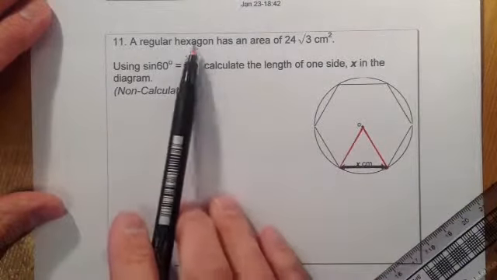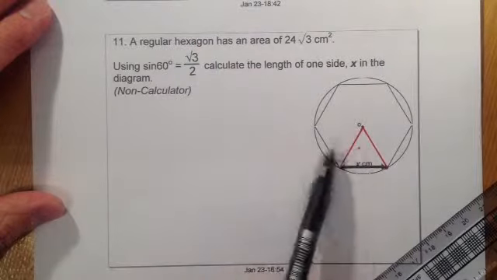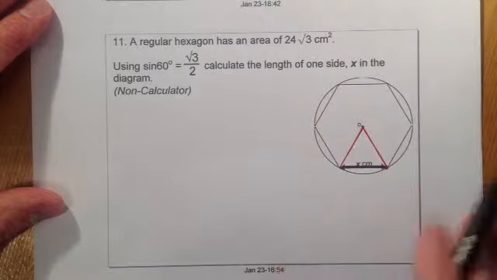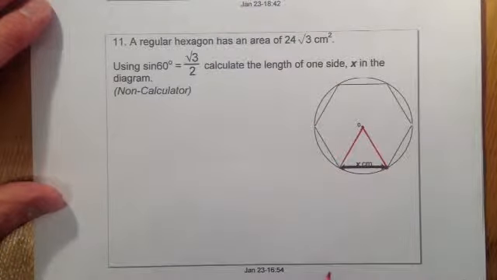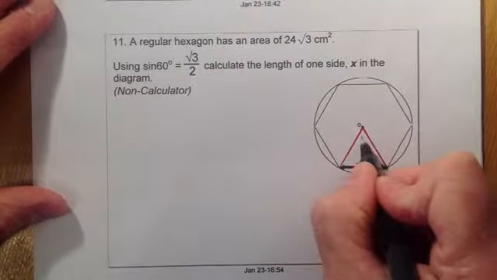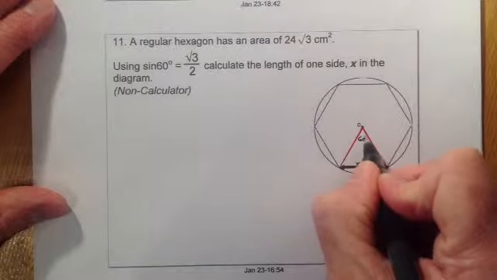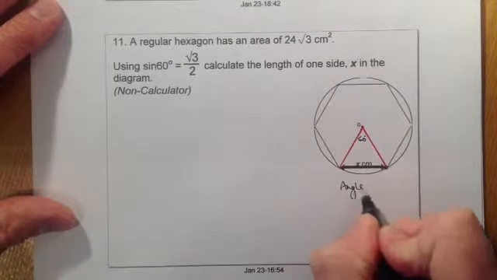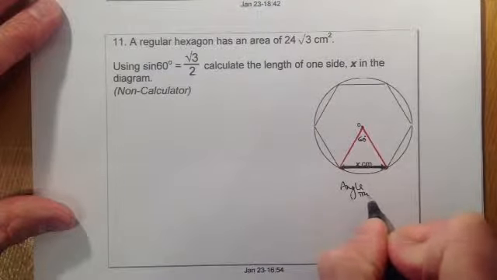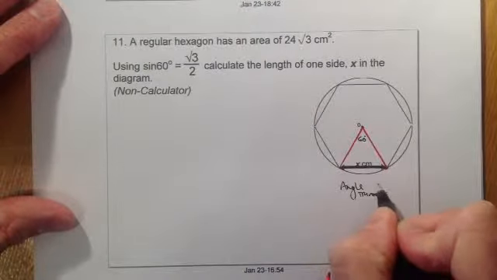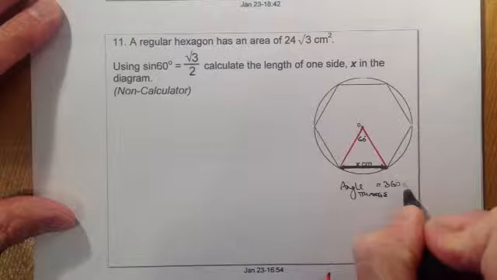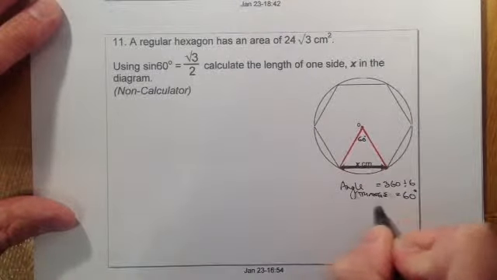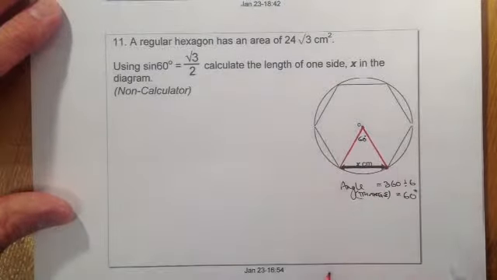I know that it's a regular hexagon, and inside a hexagon I've got 6 triangles, all the same, all with the same angle. So I know that the angle in the triangle is going to be 60 degrees. The way that we work that out for the triangle is 360 divided by 6, which equals 60 degrees. Okay, so that's how I've got that.